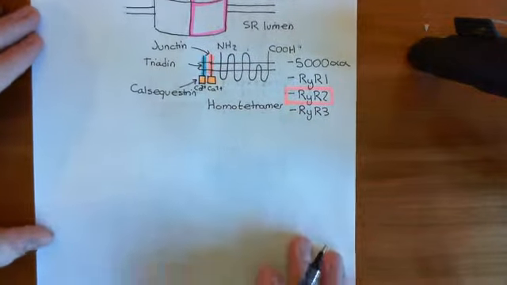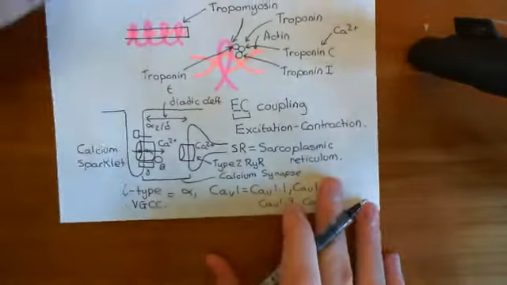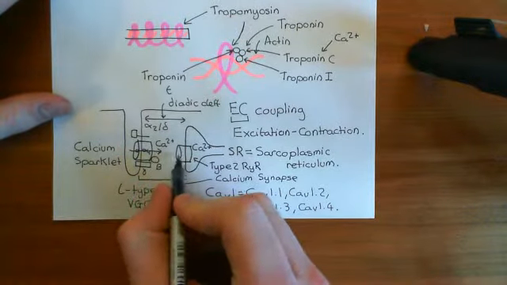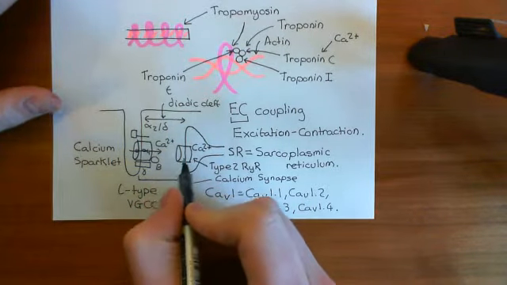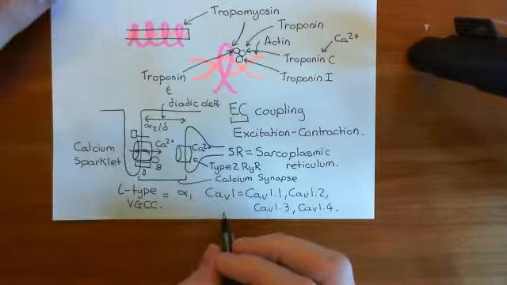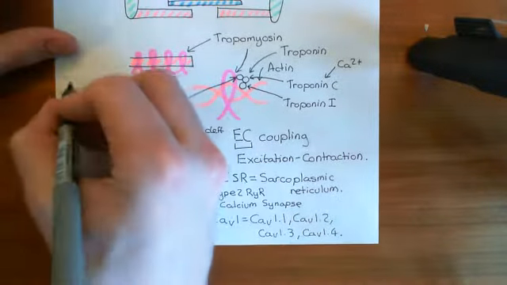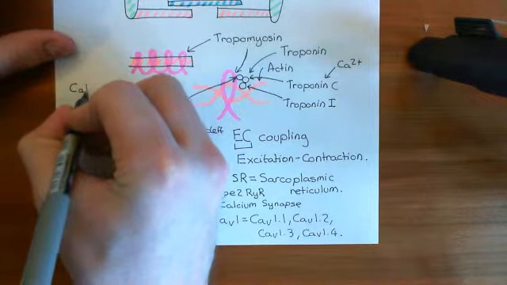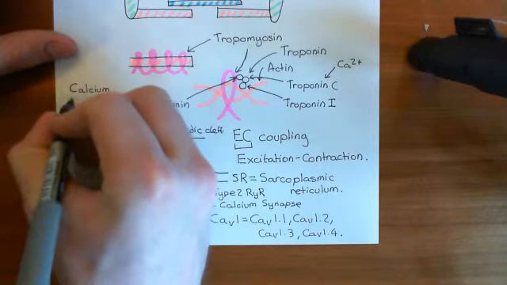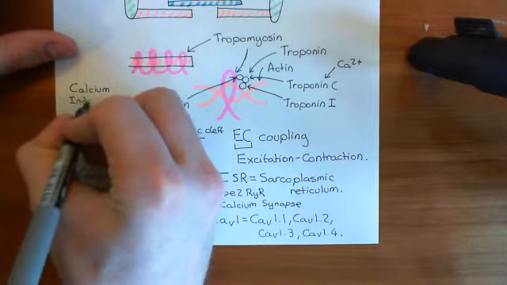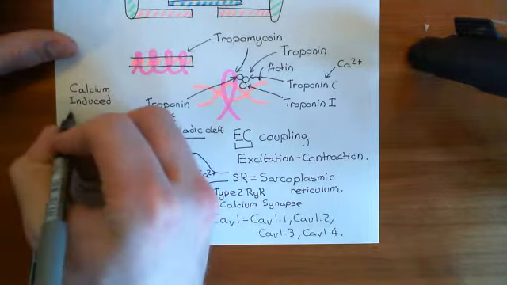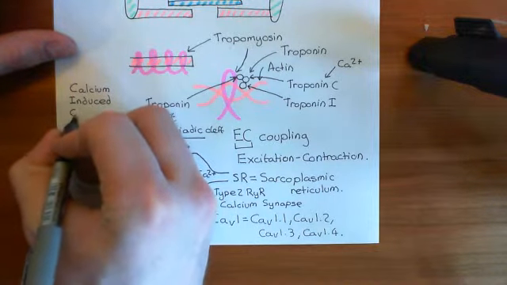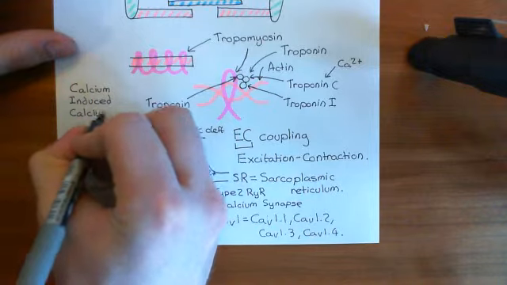Okay, so if we go back to this picture, the calcium is going to diffuse across the dyadic cleft. It will bind to the type 2 ryanodine receptor subunits, and it causes the opening of the type 2 ryanodine receptor channel. This is a phenomenon known as calcium-induced calcium release, where the calcium that comes in through the L-type voltage-gated calcium channels, the calcium that we've called a calcium sparklet, is going to induce more calcium release. So this is calcium-induced calcium release.